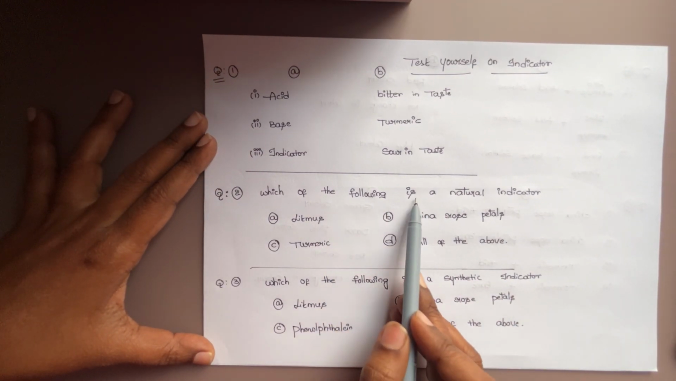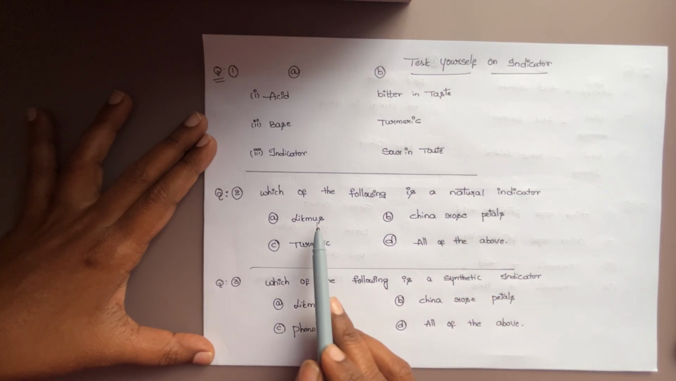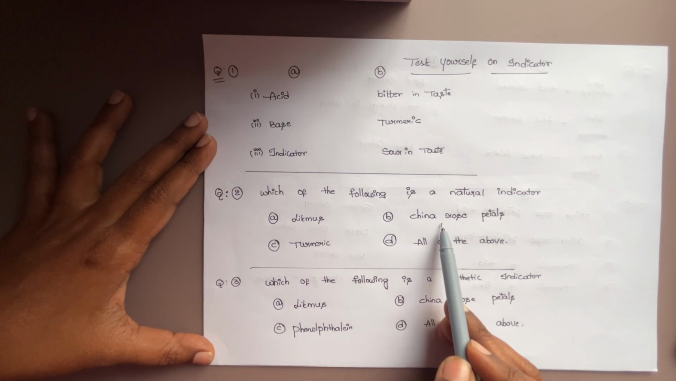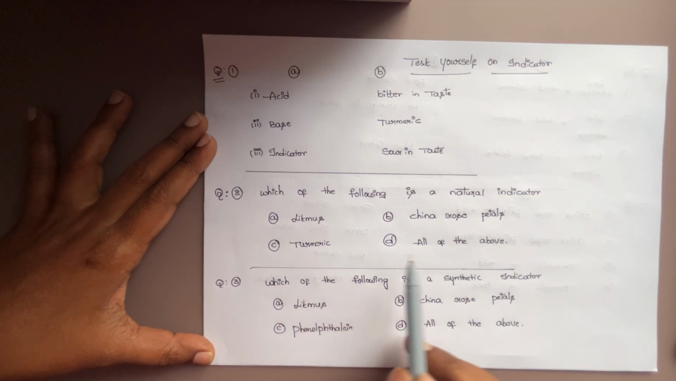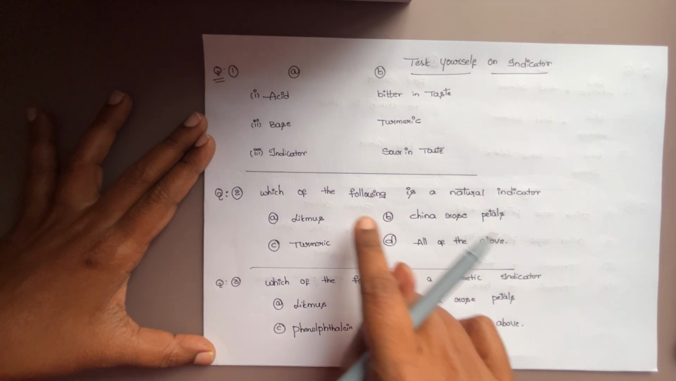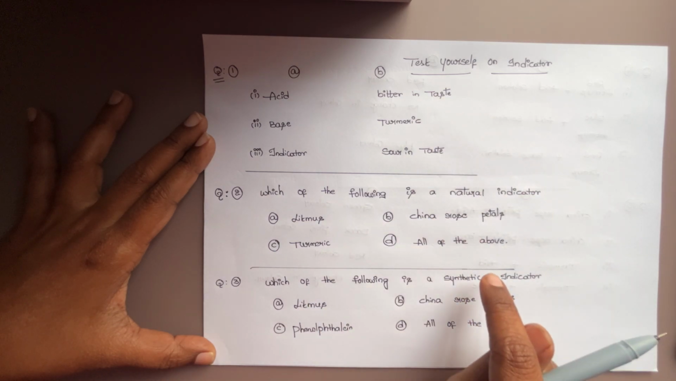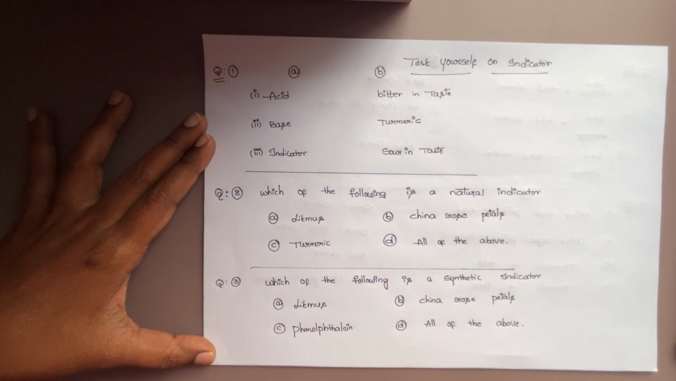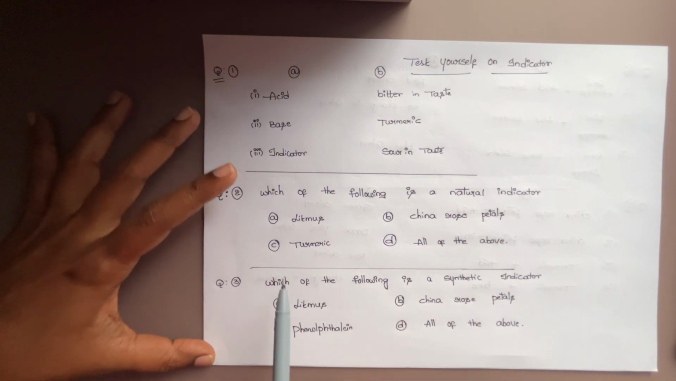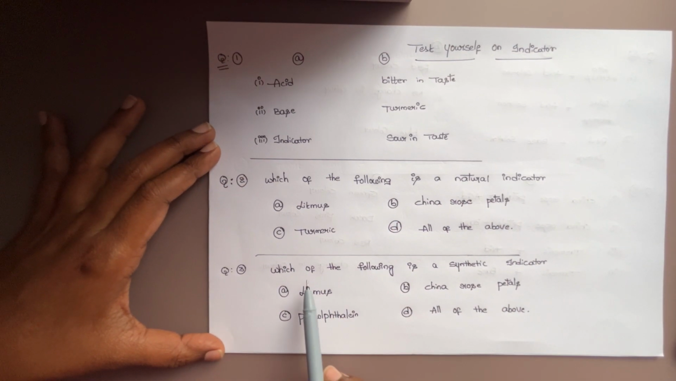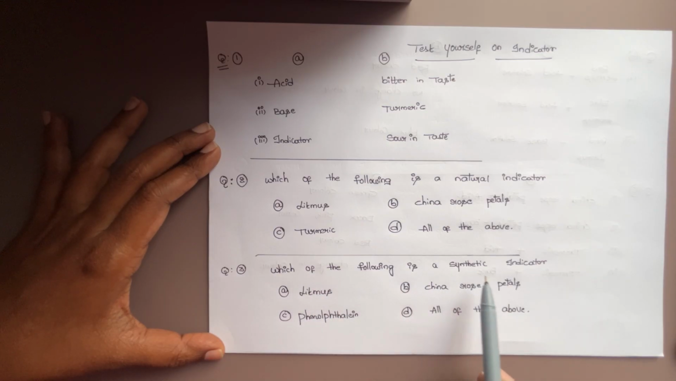Which of the following is a natural indicator? Litmus, China rose petals, turmeric, all of the above. If you want to know the concept of these questions, please watch my previous video. If you like that, please give a like and share. Third question, which of the following is a synthetic indicator? Litmus, China rose petals, phenolphthalein, all of the above.